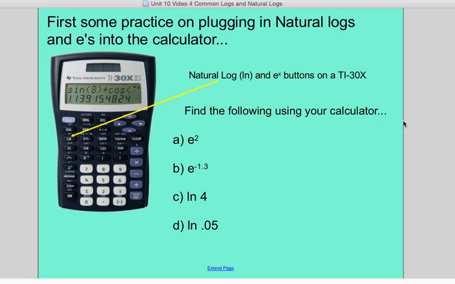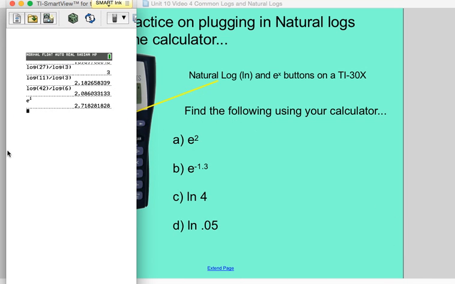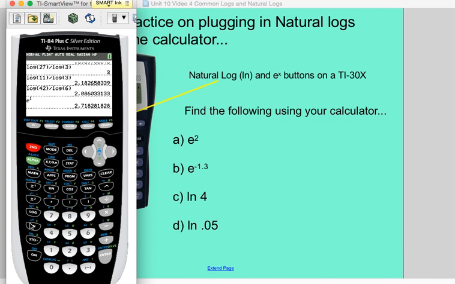So it says, find the following using your calculator. So e to the second. There's e now to the second, and hit enter. There it is, so that's how you'd find that one. Now if we wanted to do e to the negative 1.3, and I'm not writing these down, but I want you to check, can you type these in on your calculator correctly? Because if you can't, then you're going to have errors later down.